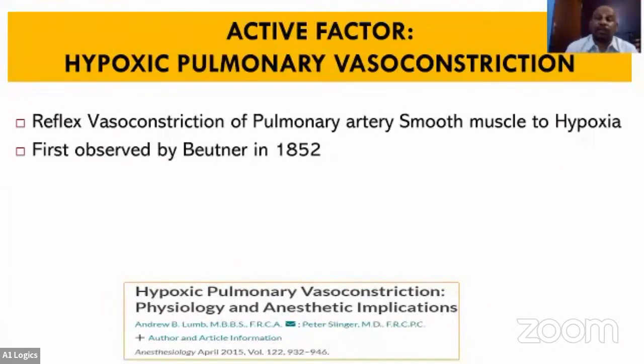It was first observed in 1852 by Buechner. So it was very long back. In 1852 itself, he found that whenever there is hypoxia, the pulmonary pressure is going to rise.